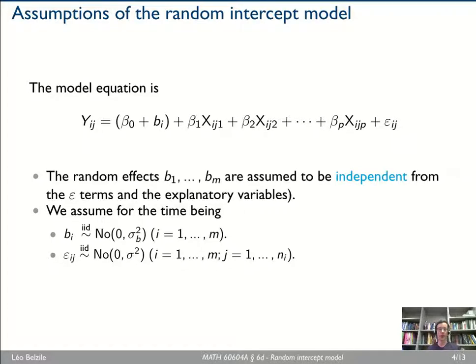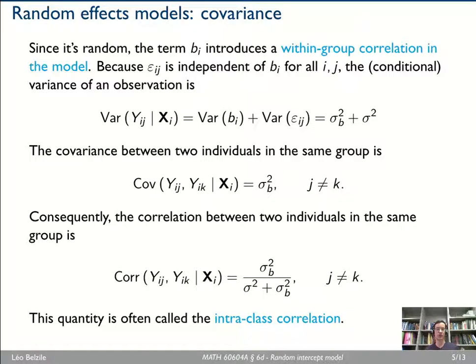now error terms and some explanatory variables. I'll assume that these bi are independent normal, so they'll all have mean 0. They have the same variance, sigma squared b, and there are errors, epsilon ij, that I'm going to assume for the time being are independent, between group and within group, just for the sake of argument. So bi is random, so it induces within-group correlation, and the way it does it is the following.